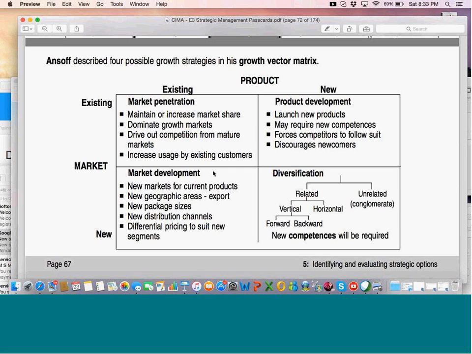Right. Okay. To hear from you, Ansoff matrix and our view.